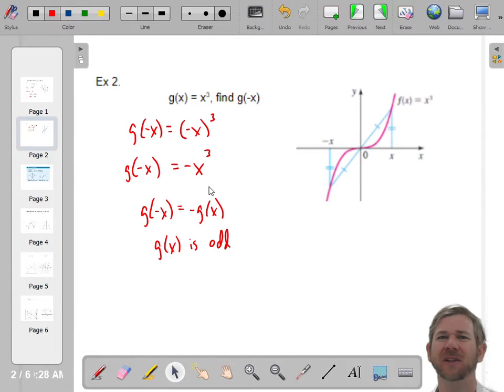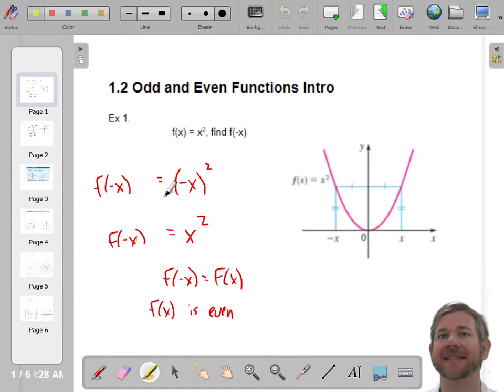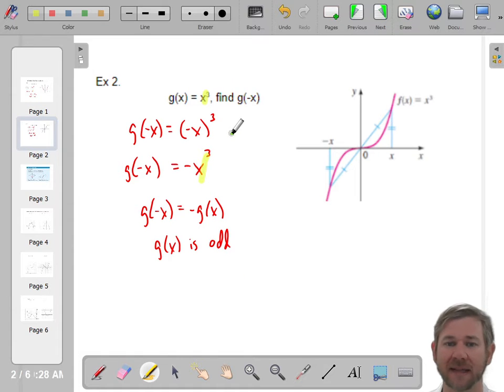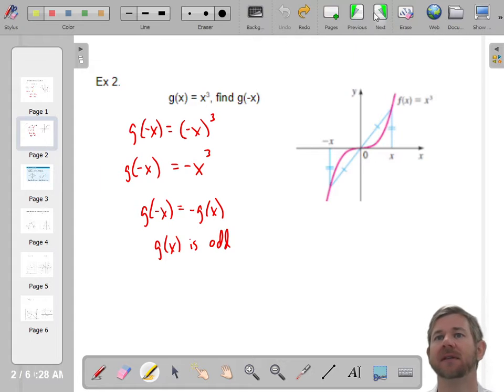The algebra definitely looks kind of weird because this is a proof, and we haven't done a lot of algebraic proofs. But it's not that difficult to understand that you're just looking to see, are they the same? Are these the same, or are they opposites? That's basically the game. You're going to do the same thing every time. Plug in negative x and see what happens.